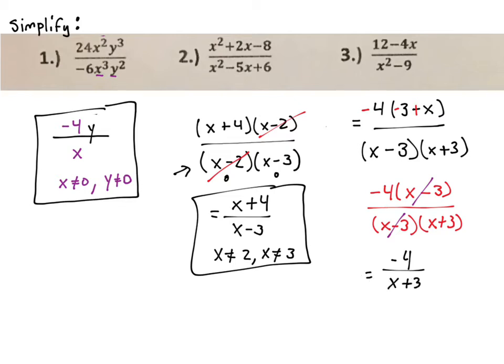And we've simplified this. But now we need to look for our restrictions. And in this case, we have x minus 3, x plus 3. So that means x cannot be equal to 3 or negative 3 in this case.